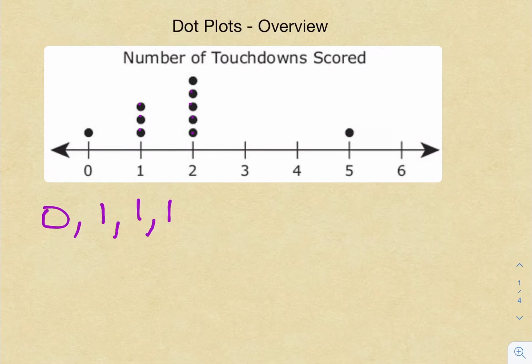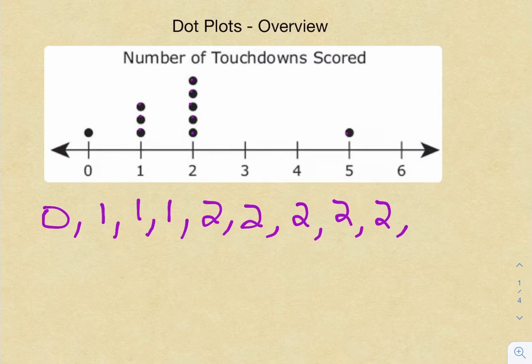For 2, we have 1, 2, 3, 4, 5, so we have 5 twos. And then we have 1 five at the end. So we have 1, 2, 3, 4, 5, 6, 7, 8, 9, 10 dots, and we have 10 numbers listed in our data set.